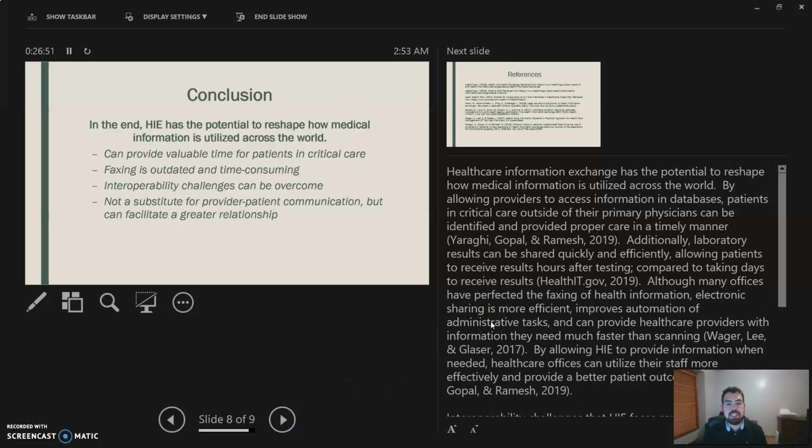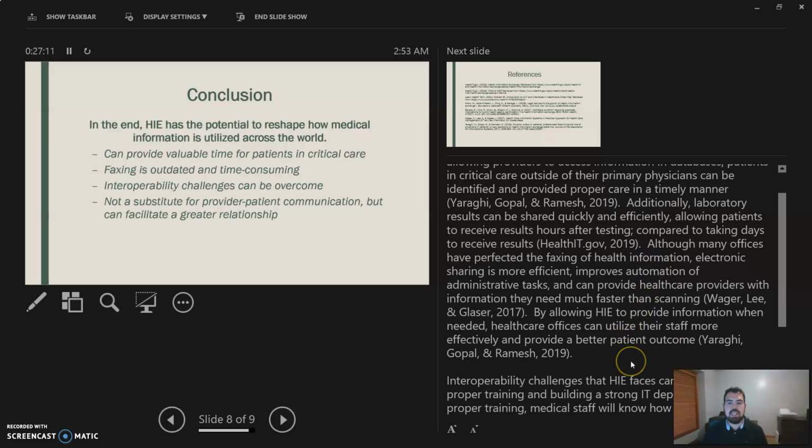The healthcare information exchange has the potential to reshape how medical information is utilized across the world. By allowing providers to access information in databases, patients in critical care outside of their primary physicians can be identified and provided proper care in a timely manner. Additionally, laboratory results can be shared quickly and efficiently, allowing patients to receive results hours after testing compared to taking days to receive results. Although many offices have perfected the faxing of health information, electronic sharing is more efficient, improves automation of administrative tasks, and can provide health providers with information they need much faster than scanning.